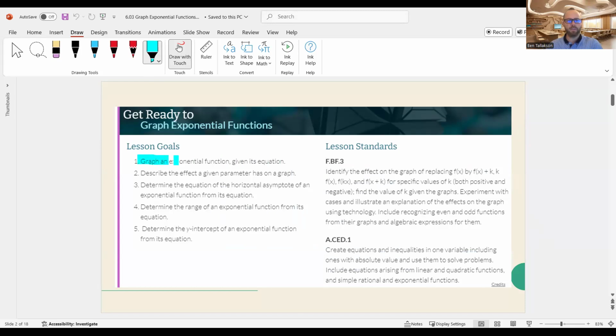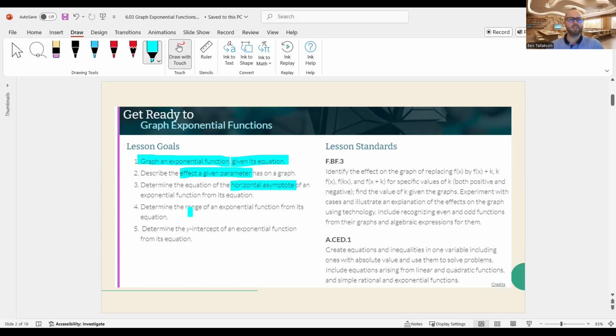So graphing the exponential function, sometimes you're given an equation. Describe the effect a given parameter has on a graph. So there are different transformations that change the way the line looks. That's what we're talking about when we're talking about effects of a parameter. Determine the equation of the horizontal asymptote of an exponential function from its equation. So horizontal asymptote is something that we're going to focus on as well.